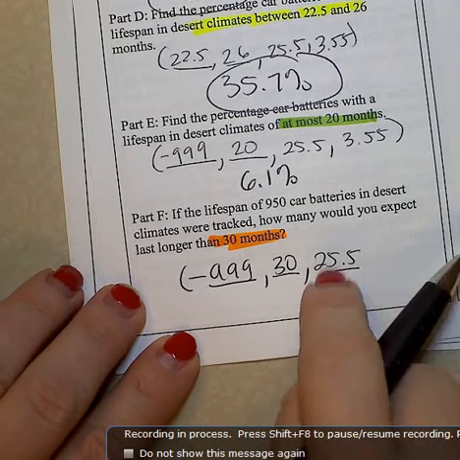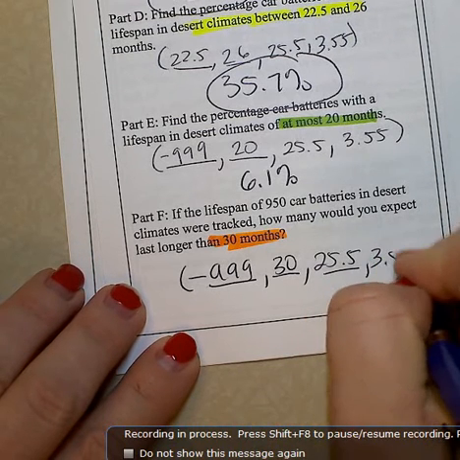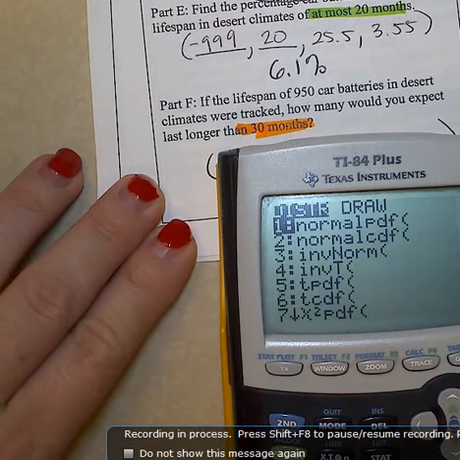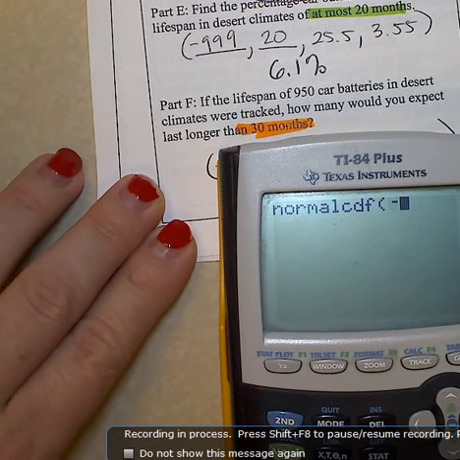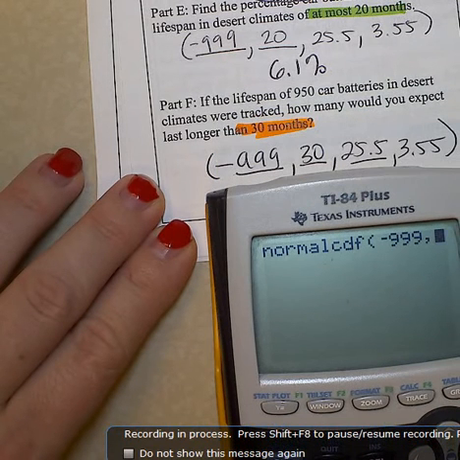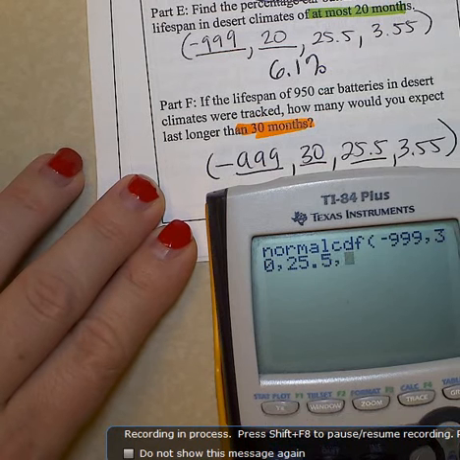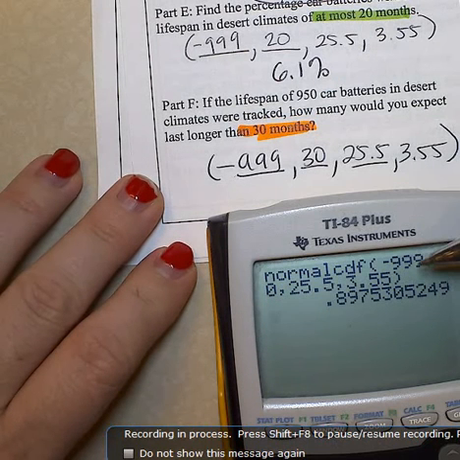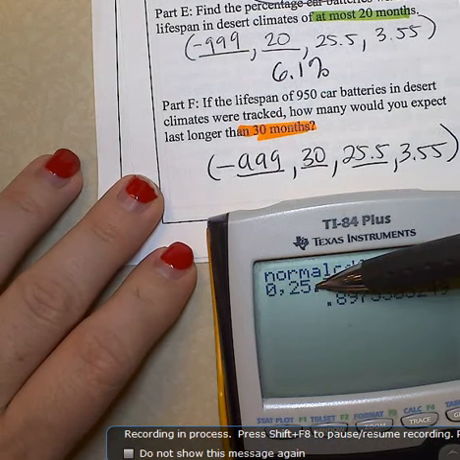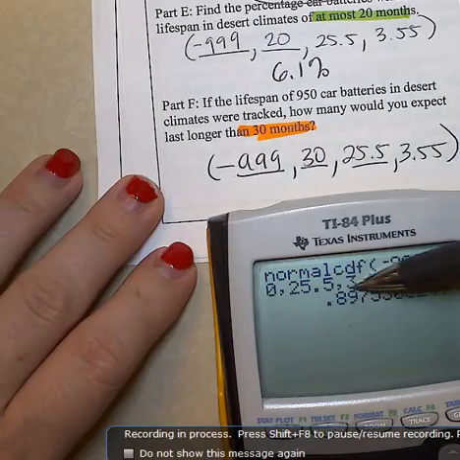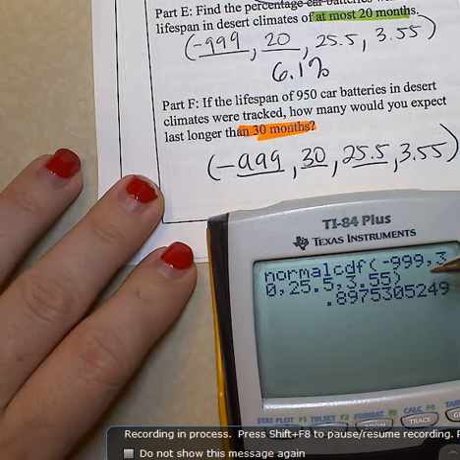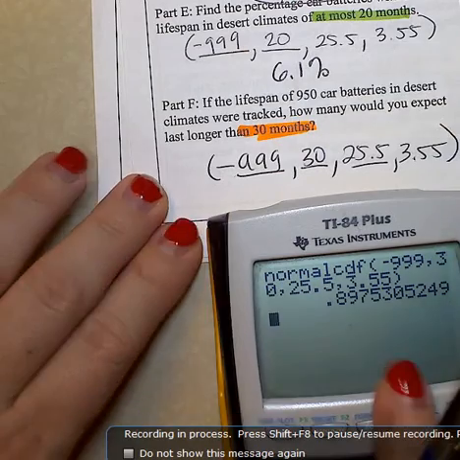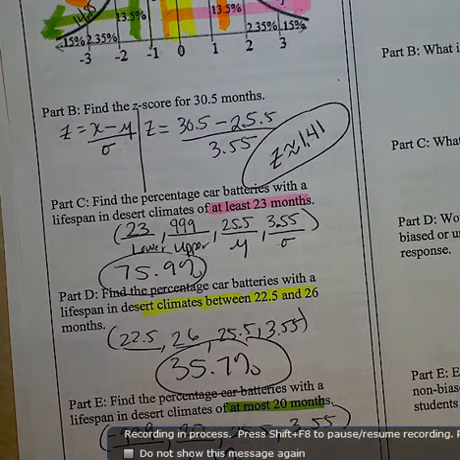Okay, our next value is going to be our mu value and our sigma value. Second bars, and I'm going to type in negative 999, 30, 25.5, and 3.55. Now I'm going to leave this on here. Let's see, and make sure I type this in right. Negative 999, 30, 25.5, and 3.55, okay? Oh, and I read this wrong. It says, how many would you expect to last longer than? And I thought it read up to. So, actually we're going to go in the opposite.